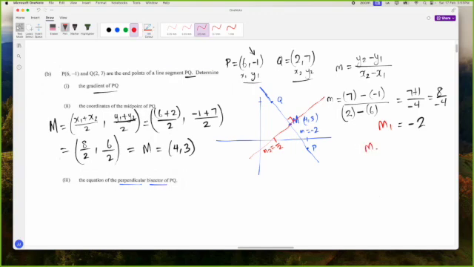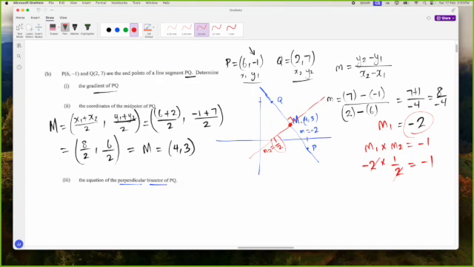M1 multiplied by M2 has to be equal to minus 1 for the lines to be perpendicular. So if this is minus 2, multiplied by what will give you minus 1? The only answer is a half, right? So in order for these lines to be perpendicular, the gradient of this line needs to be a half. I have the gradient of the line, and I have a point on the line.